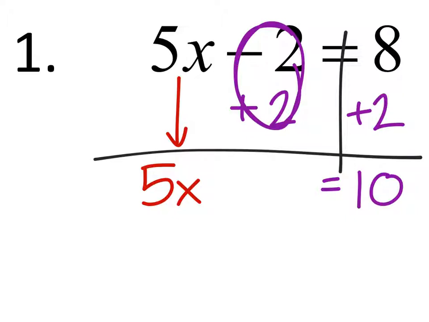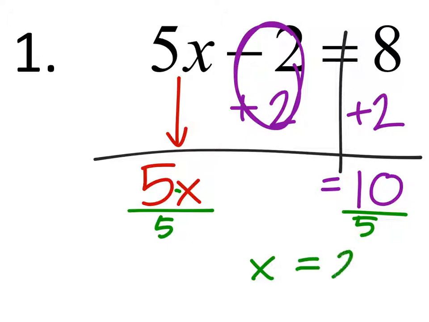Now again, some of you guys know 5 times something is 10. You know what the answer is there, but formally, that's 5 times x. So to undo the multiplication, we would divide both sides by 5. And we see that x equals 10 divided by 5, which is 2.